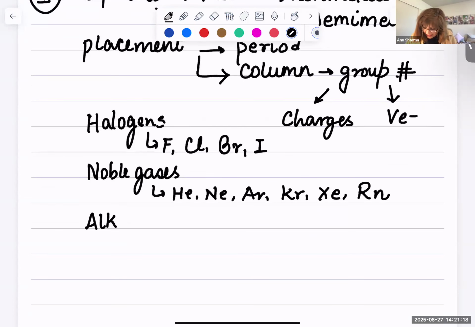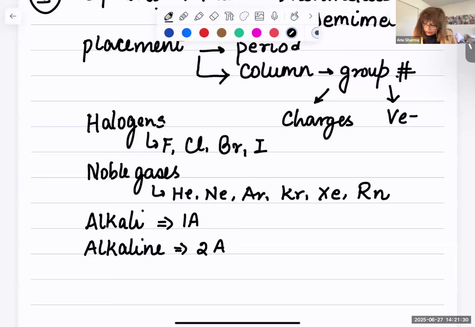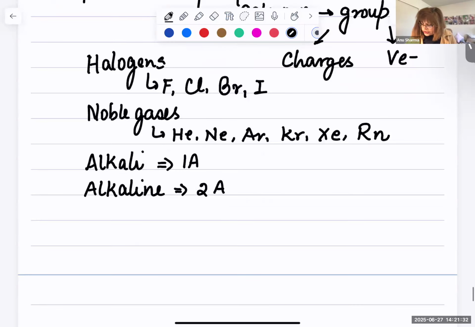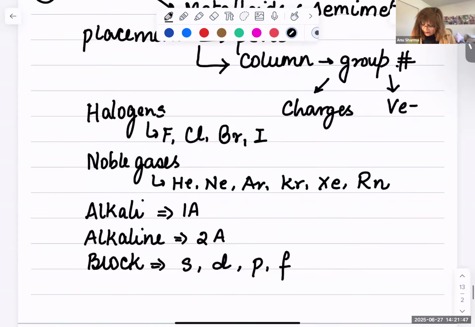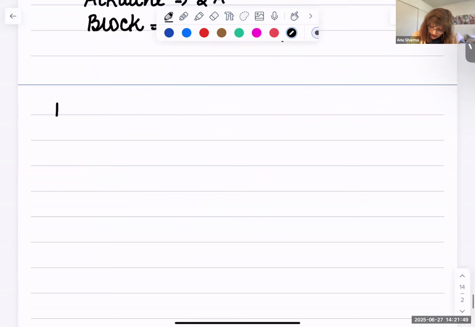Then alkali metals. Know which group that is. Alkaline earth metals. So alkali metals are group 1A. Alkaline earth metals are 2A. So that you should know. Then you should know just in general the blocks: the S block, the D block, the P block and F block, like where that element is located, those types of things. Besides that, you should know what physical change is.